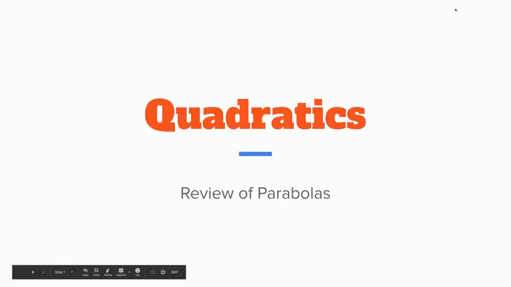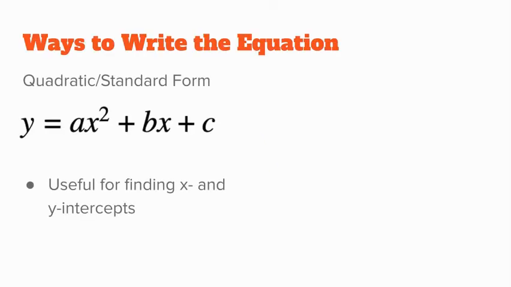This video is going to be a review of quadratics and your parabolas. First thing to remember is that there are two different ways to write the equation for a parabola. There is the standard form, your ax squared plus bx plus c. This is useful for finding x and y intercepts. This is when we use the quadratic formula to figure out where the parabola is going to hit the x-axis. And then you can easily see the y-intercept is right at the end here.